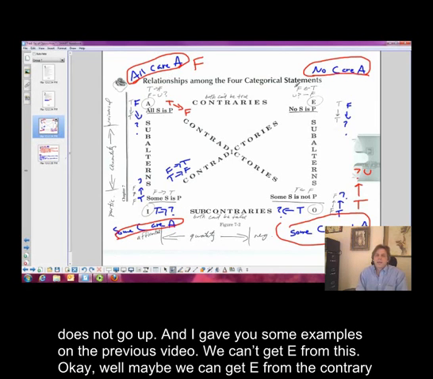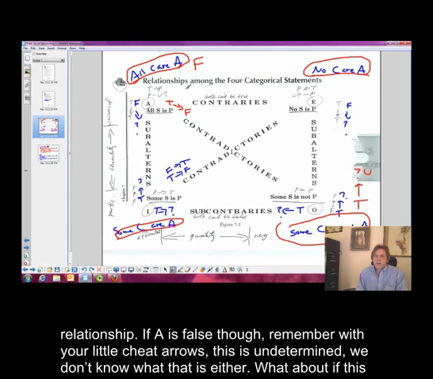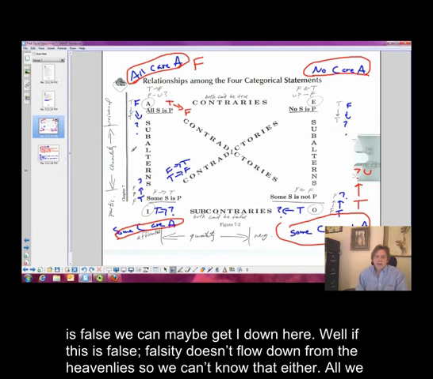Okay, well maybe we can get E from the contrary relationship. If A is false though, remember with your little cheat arrows, this is undetermined. We don't know what that is either. Okay, what about if this is false, we can maybe get I down here. Well, if this is false, falsity doesn't float down from the heavenlies. So we can't know that either.